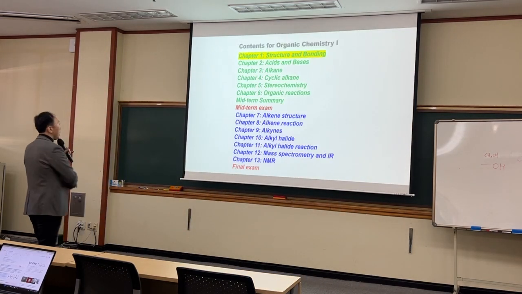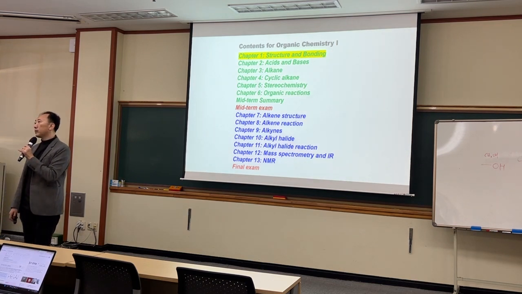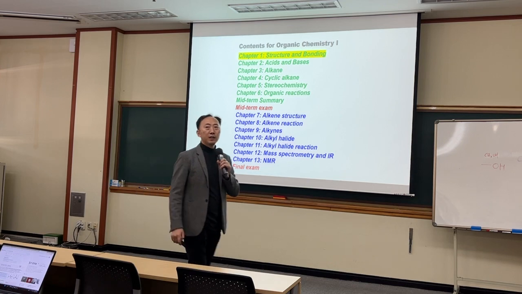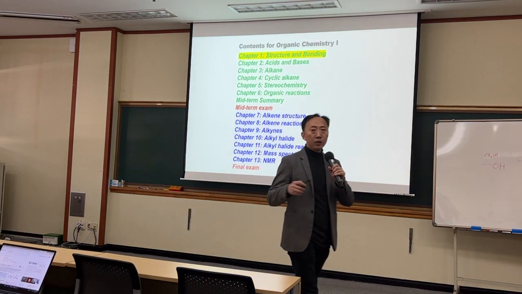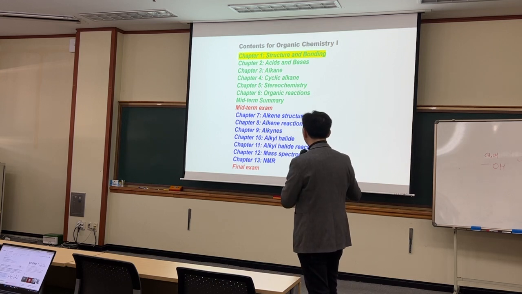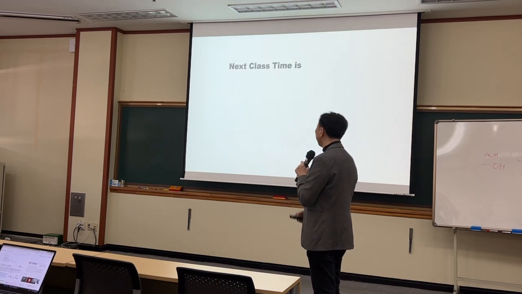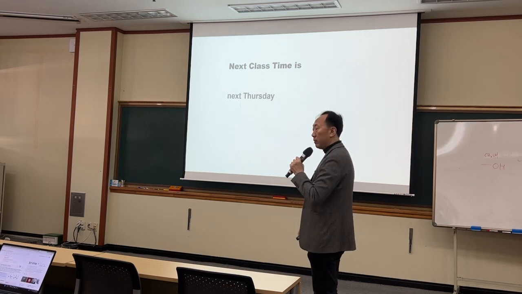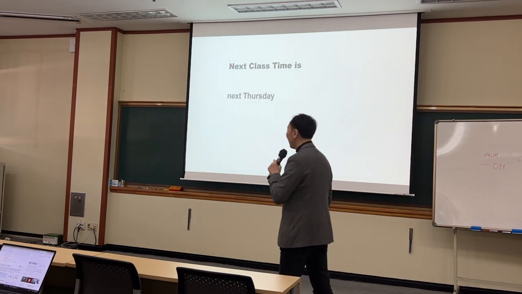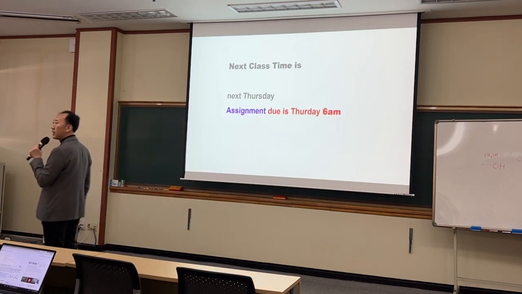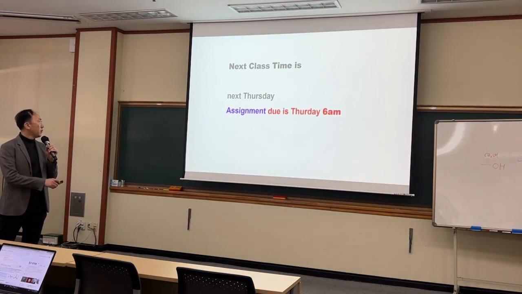Okay. So this is the end of chapter 1. We learned the very basic structure of atomic orbitals and how they can be combined together. We just finished chapter 1, and I'm going to continue to chapter 2 next time. The next class is next Thursday, and we finished one chapter.